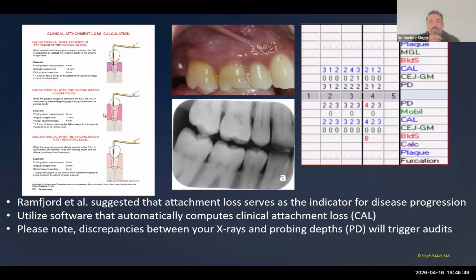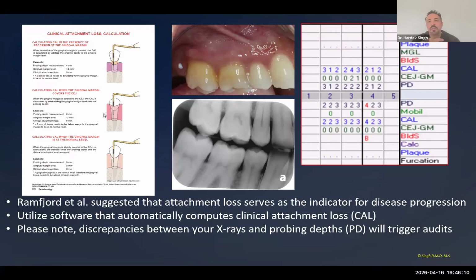So when you or your hygienist or yourself are doing these number recordings, I recommend using a software. I use Open Dental at offices that I work with. There was an office today that I worked at. They use Dentrix. They're all good to me. They're all great. However, you shouldn't have to spend time adding and subtracting. Your software program should do that.